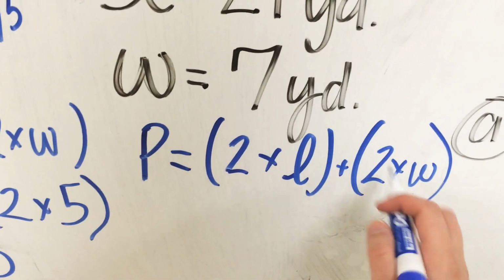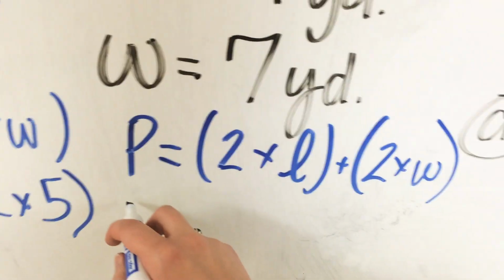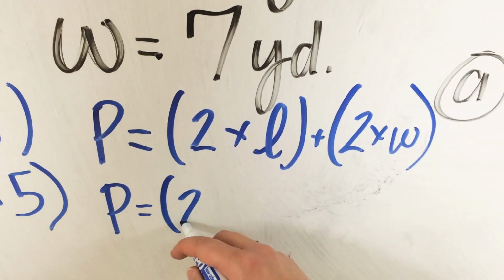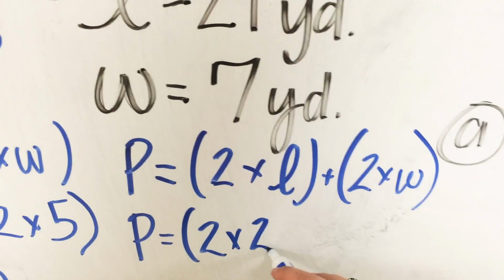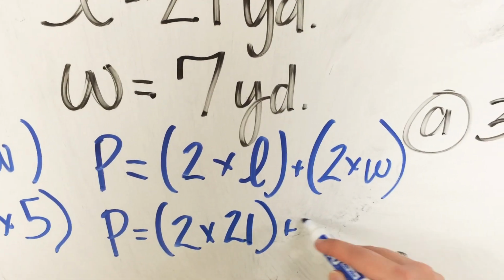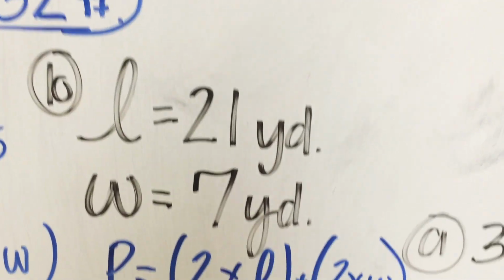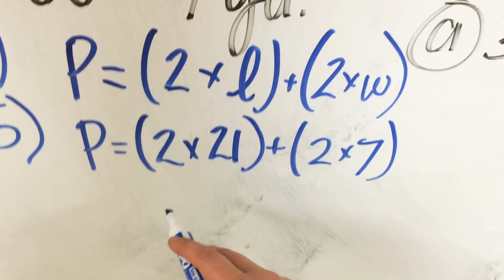Okay, now let's insert the correct numbers for our L and our W that show length and width. So our perimeter is 2 times, what's L? 2 times 21 plus 2 times, what's our width? 7. Okay, so then let's solve.